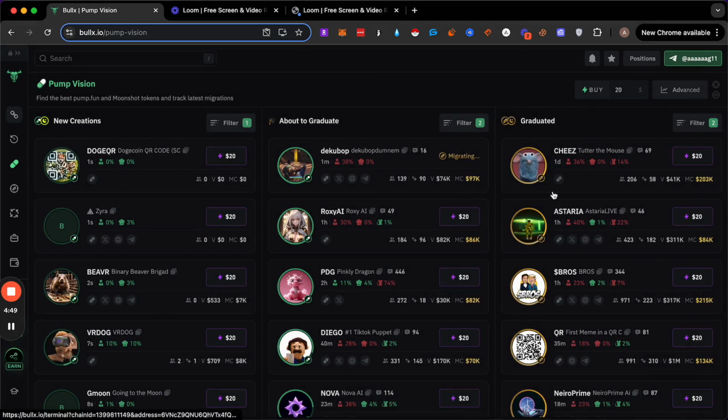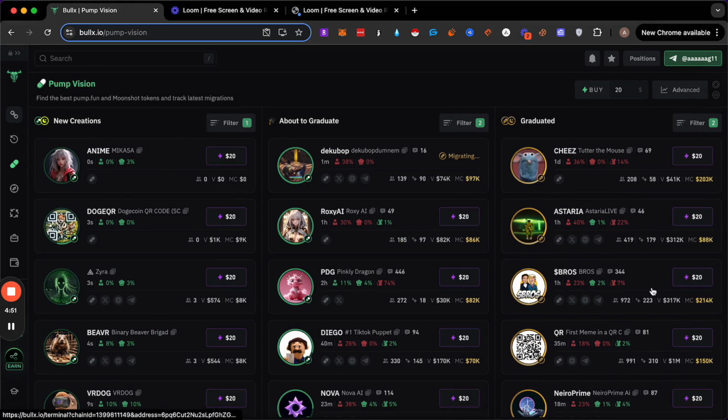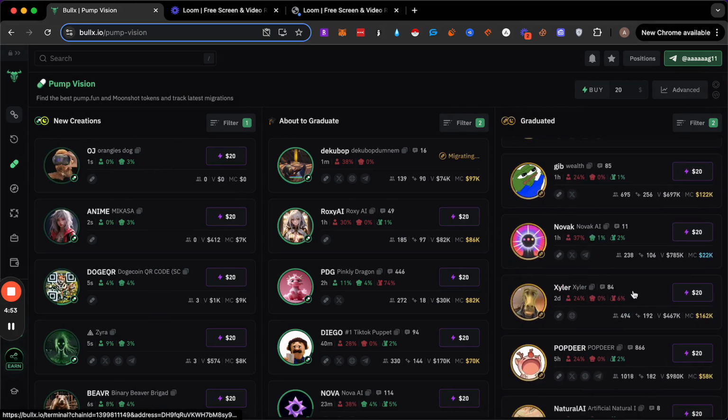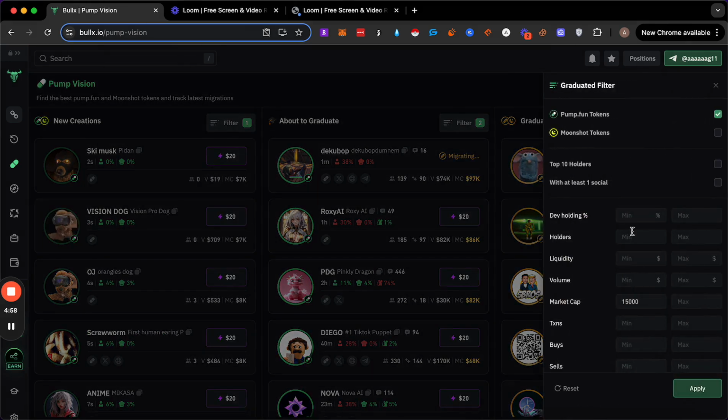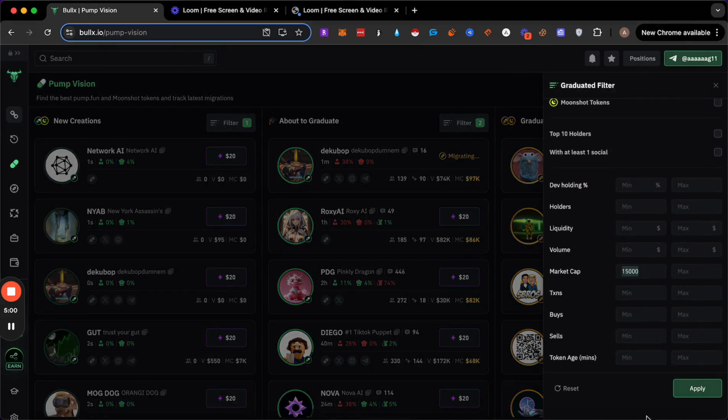And then for the graduated part right here, these are the ones that have fully migrated. These typically are higher market caps that have seen a good amount of pumping already. And for this one, I always put it above $15,000 market cap for tokens that I want to trade, right?